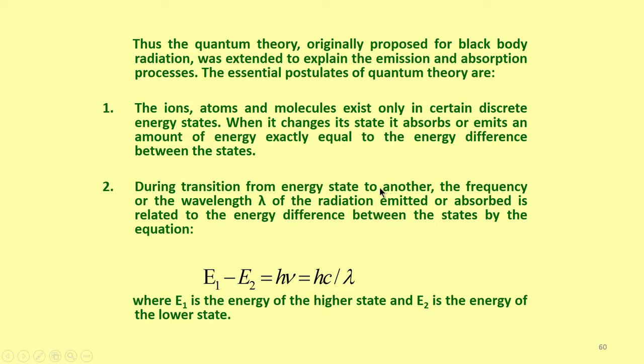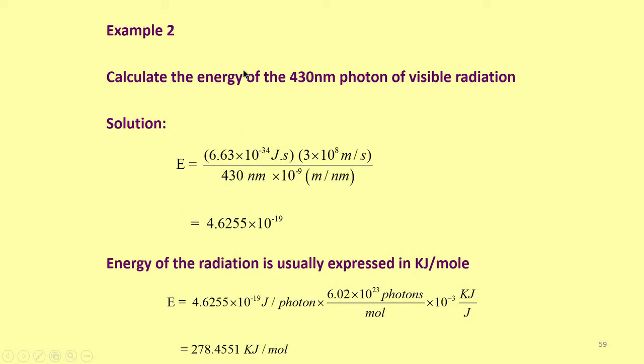So, what we did was, after looking at most of the electromagnetic radiation properties, we decided how to characterize the electromagnetic radiation. We did two examples, and the second one is this. I did not spend much time on this. The idea is to calculate the energy of the 430 nanometer photon of the visible radiation.